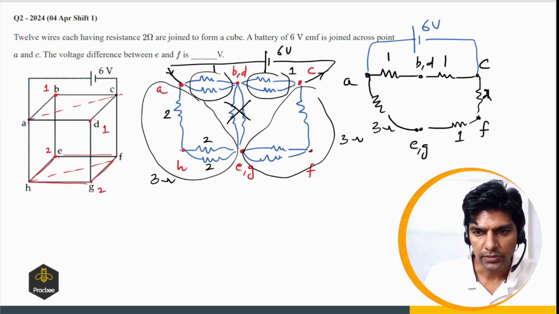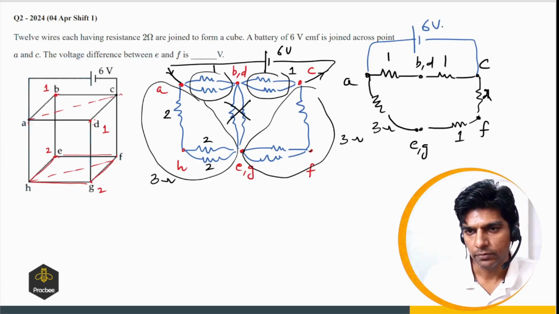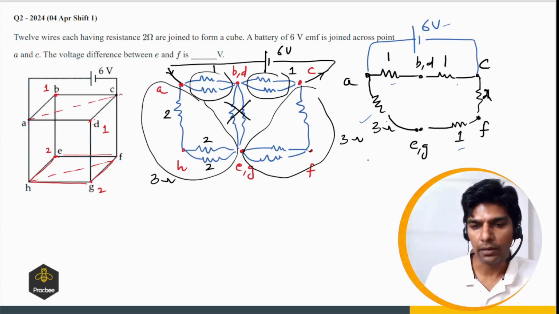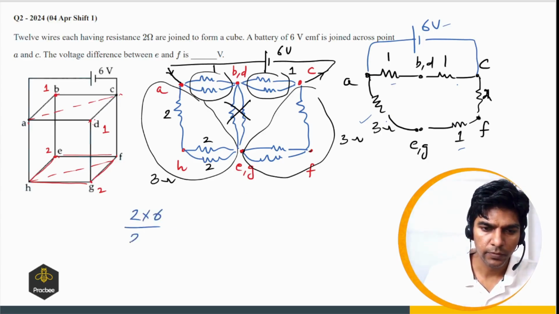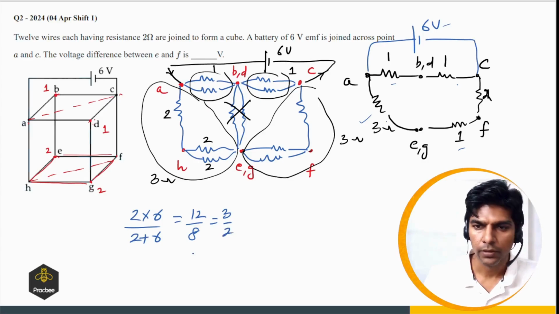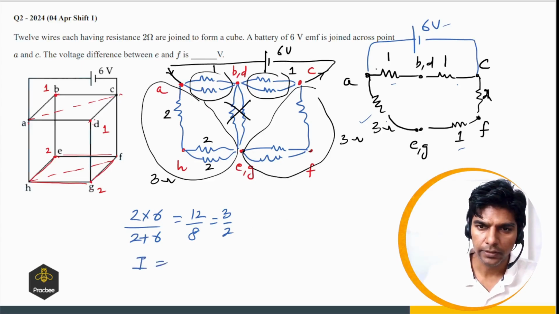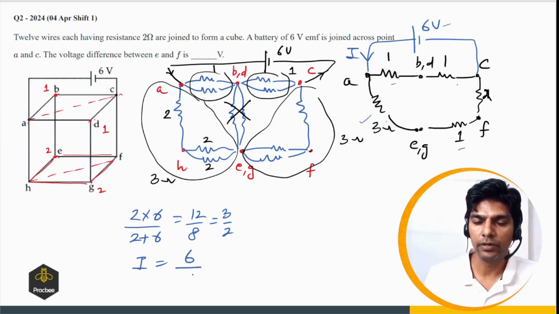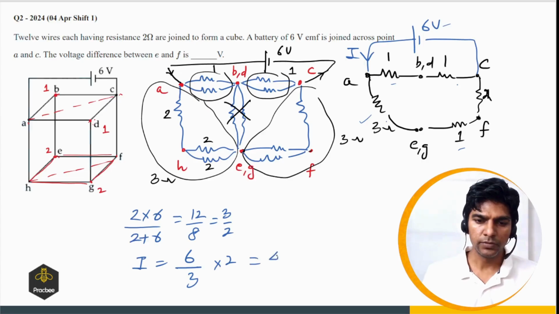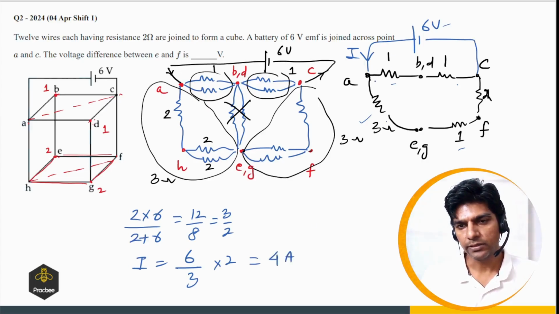Now first step would be, let us find the current supplied by the battery. Now this 3 ohms and 3 ohms, they are in series, so it will be 6 ohms and this will be 2 ohms. So 2 and 6 are in parallel. So 2 times 6 divided by 2 plus 6, so it comes out to be 12 by 8, which will be 3 by 2. So that is the equivalent resistance. So the current supplied by the battery will be V, that is the EMF, divided by the equivalent resistance, 3 by 2. So it comes out to be 4 ampere. So 4 ampere current is coming.